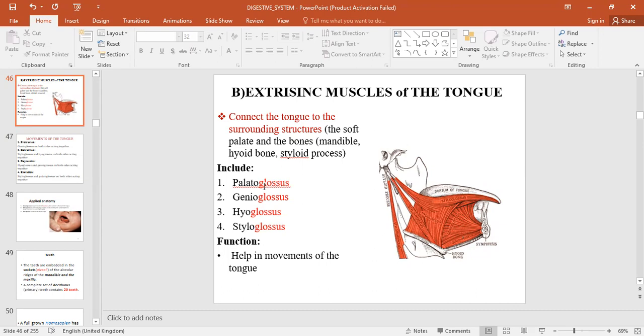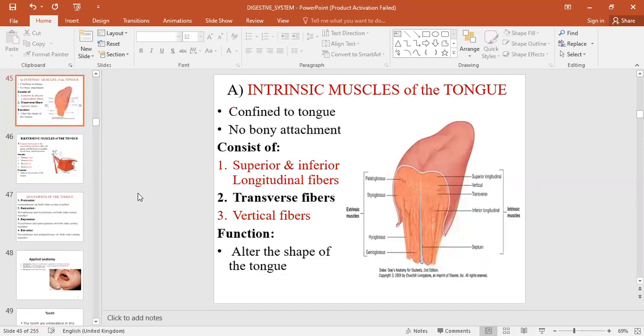So we have palatoglossus muscle. So palatoglossus, these are muscles that are originating from the palatine bone to go into the tongue. So we call it palatoglossus muscle, from the palate to the tongue.